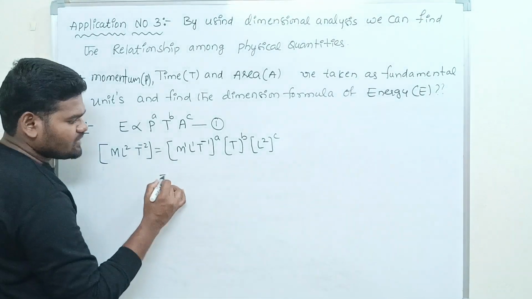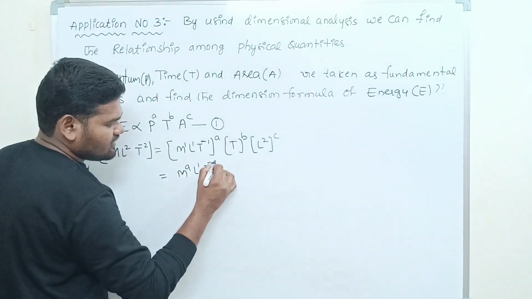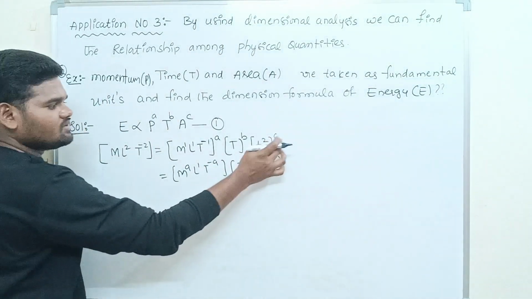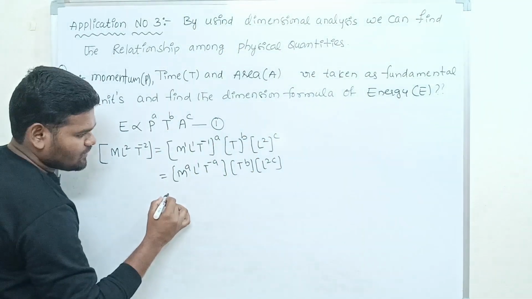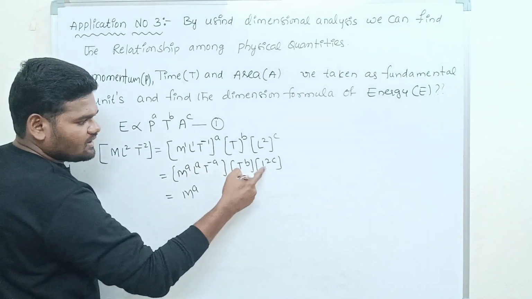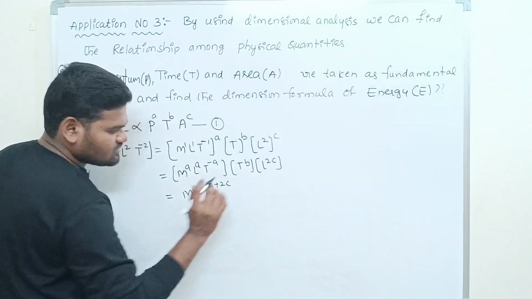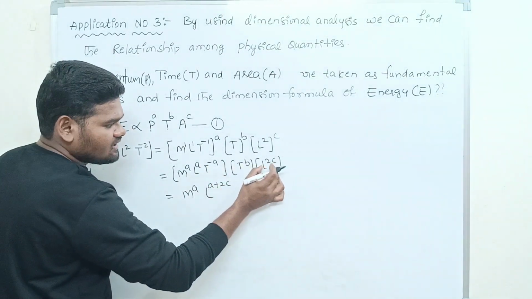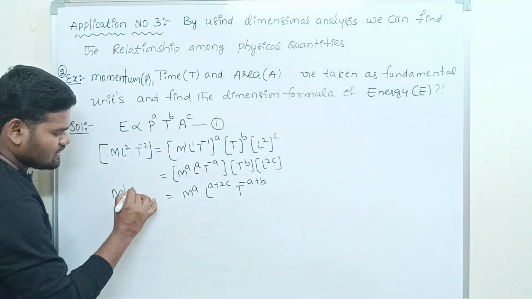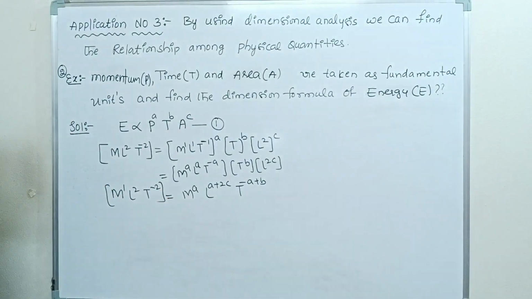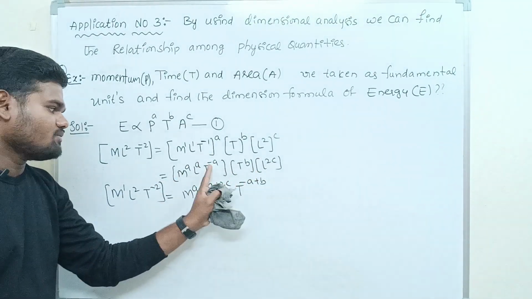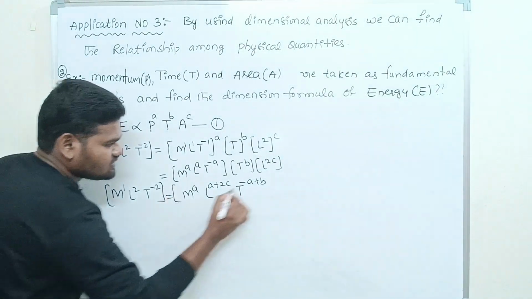So expand these terms. M power A, L power A, T power minus A, then T power B, and L power 2C. Sorry, L power A and L power 2C are there, so L power A plus 2C. Here T power minus A and T power B, so T power minus A plus B. So this equals M power 1, L power 2, T power minus 2. Are you getting? Write these equations as they are. L power A, L power 2C, bases same, powers will be added. So now what we have to do?